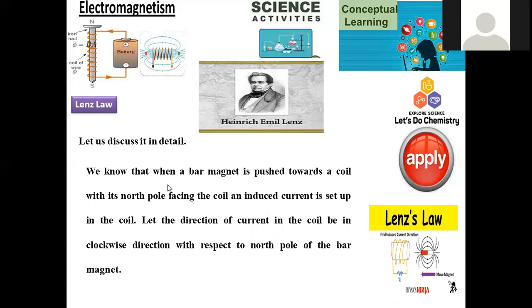We know that when a bar magnet is pushed towards the coil with its north pole facing the coil, induced current is set up in the coil, right? We are taking the north pole and that is nearing the closed loop system, which in turn is connected with the galvanometer. The galvanometer was attached here in order to measure the potential difference. Let the direction of current in the coil be clockwise. So here the induced current is propagating in a clockwise manner with respect to the north pole of the bar magnet.